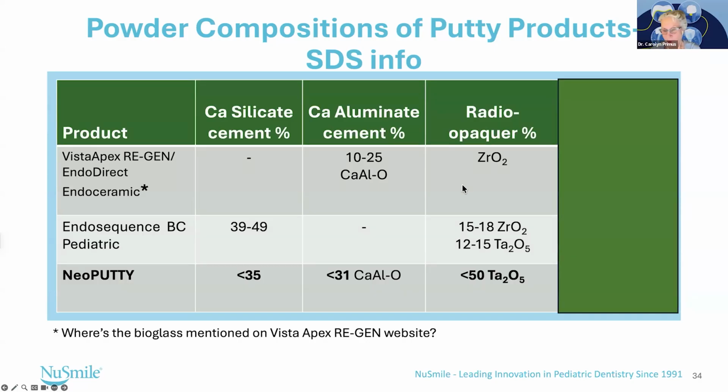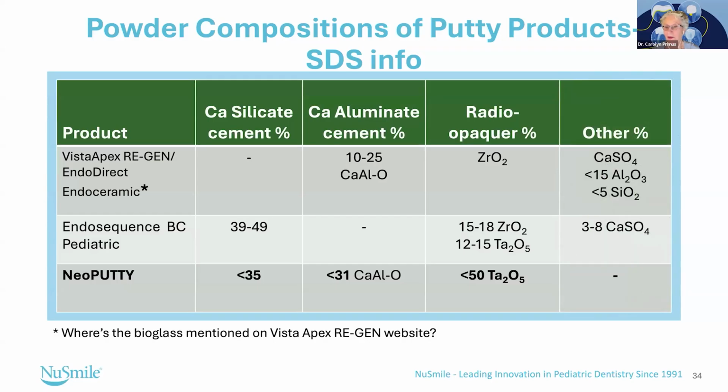All three products, of course, have a radiopacifier, not the original bismuth oxide, but zirconia is very popular, and so is tantalum oxide. The other products disclose that they have calcium compounds in them, but the Vista Apex also says they might have some alumina or silica in them, for reasons that intrigue me because of cement chemistry.